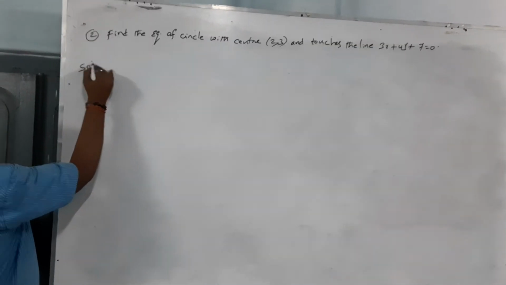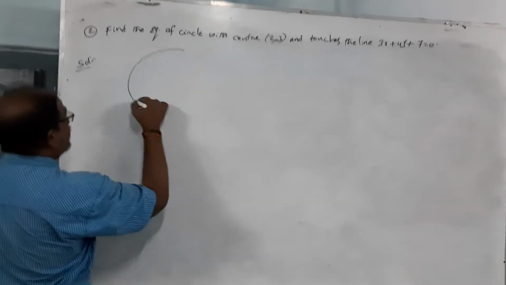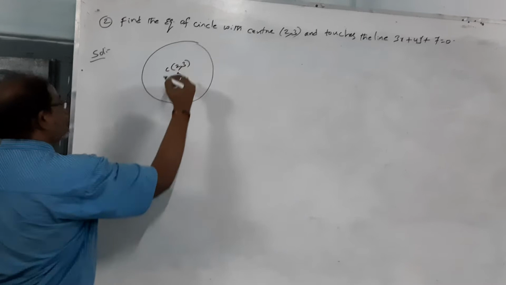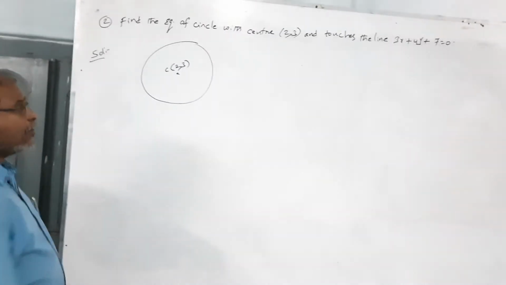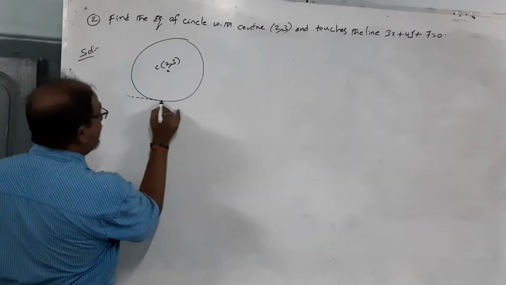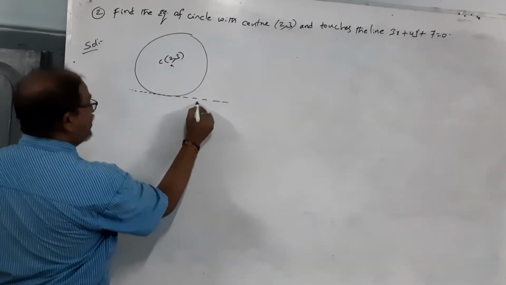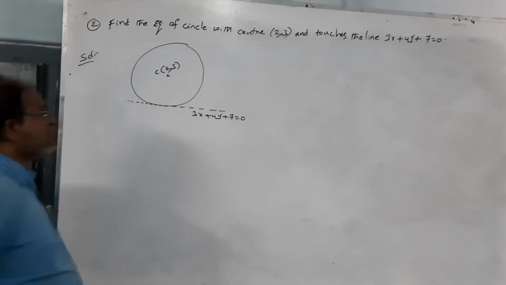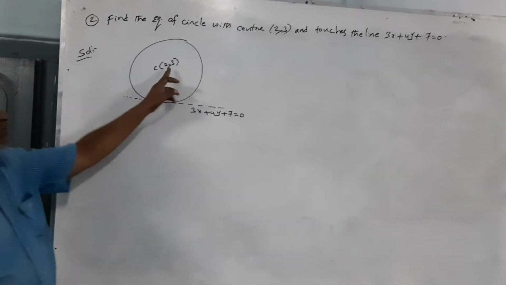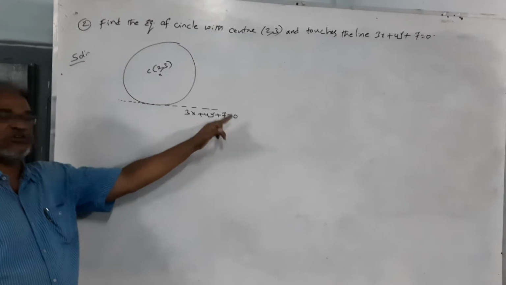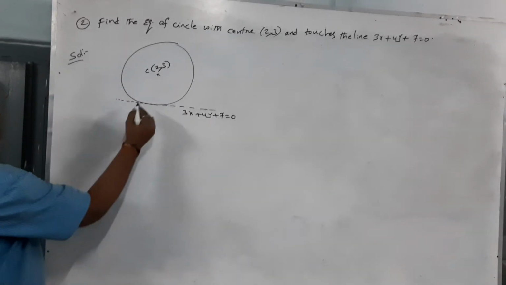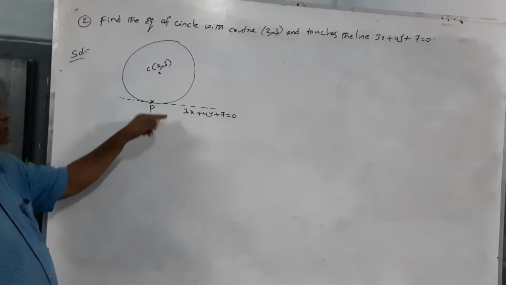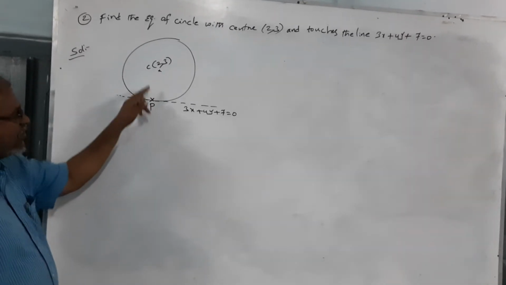The solution: given, this is a circle having the center 2, 3. Now the circle touches a line. This is the line 3x plus 4y plus 7 equals 0. The circle having center 2, 3 touches the line 3x plus 4y plus 7 equals 0 like this. Clearly, this is a point of contact. Suppose P is the point of contact of the circle and the line.